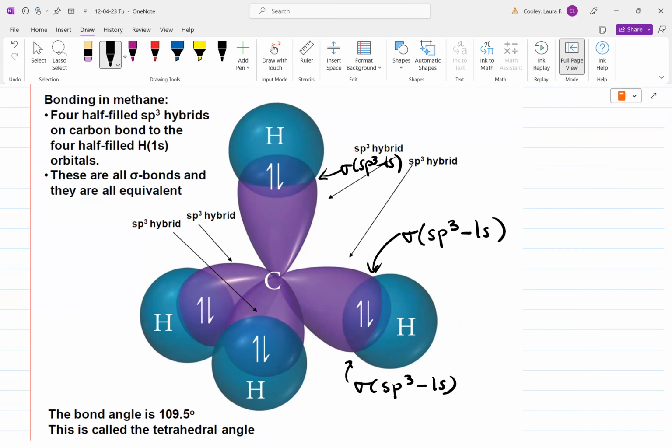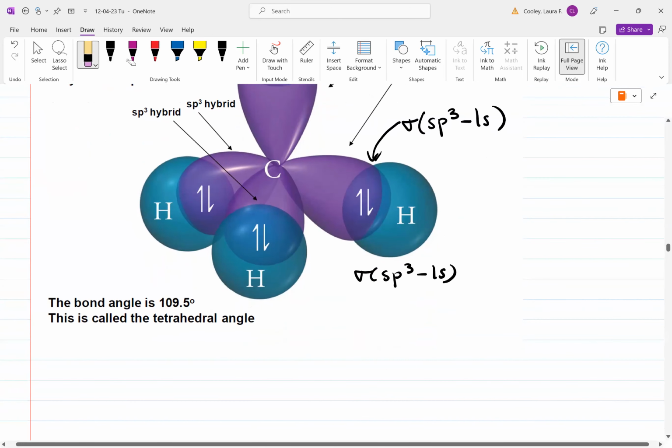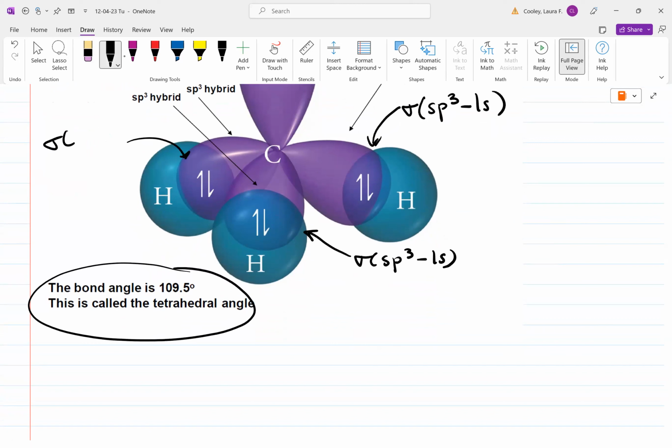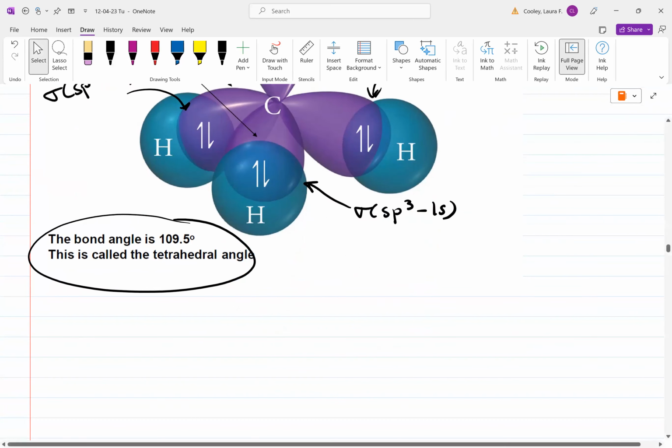Oh, I already labeled that one. I'll come back to that. And the nice thing is that now you have your 109.5 degree tetrahedral angle. Okay, so you have your 4 sigma bonds here. So that's CH4.